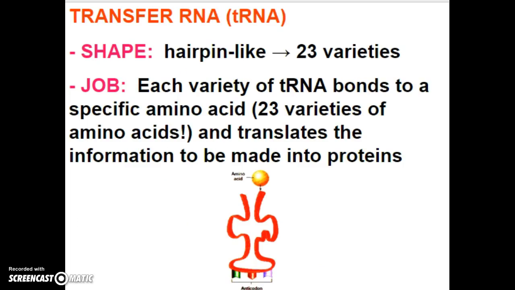Transfer RNA is the third type of RNA. We label that with a little t, RNA. To describe the shape of the transfer RNA molecule, it is kind of like a funky hairpin. There's 23 different varieties of transfer RNA. And the job of transfer RNA is to bond to a specific amino acid. Remember, amino acids are the building blocks of proteins. So tRNA bonds to an amino acid and then translates that information to be made into proteins.